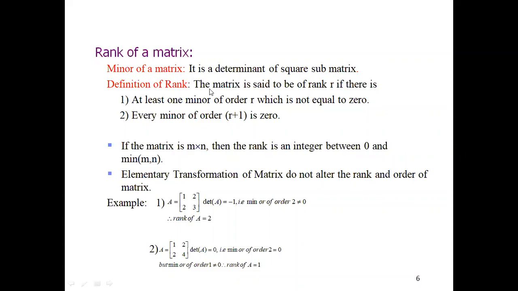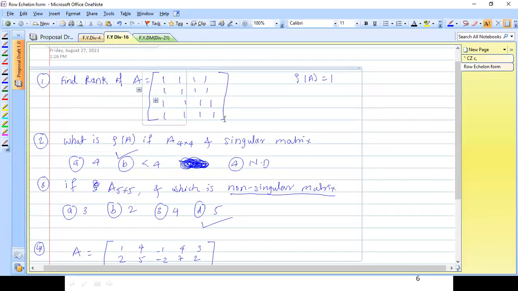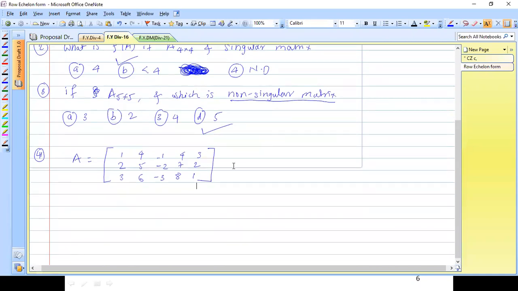the matrix is said to be of rank r. So right now, whatever examples we have taken were for square matrices. Right now we have a rectangular matrix. So what is the order of that matrix? The order is 3 rows and how many columns? 5. 3 cross 5. So what is the rank here?